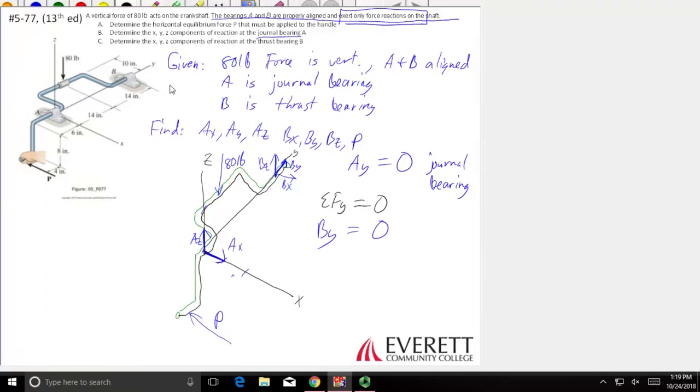So if we choose the y-axis, you'll notice the y-axis passes right through A and B, meaning that any of the support reactions at A and any of the support reactions at B don't create a moment about the y-axis. So let's do that one next.